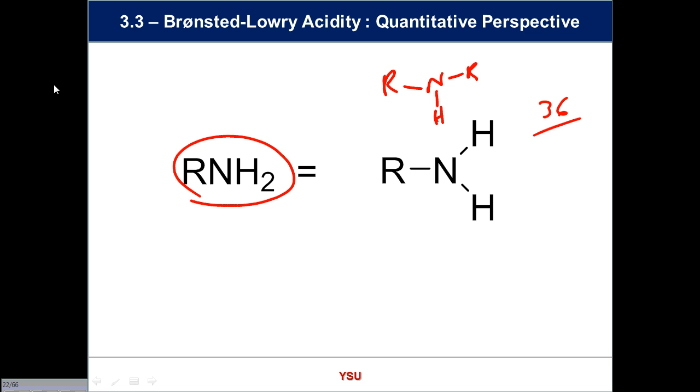Why is it not an amide? What do I need to have in here for an amide? Carbonyl. There's no carbonyl suggested here, so it's not an amide. Be careful with that difference.